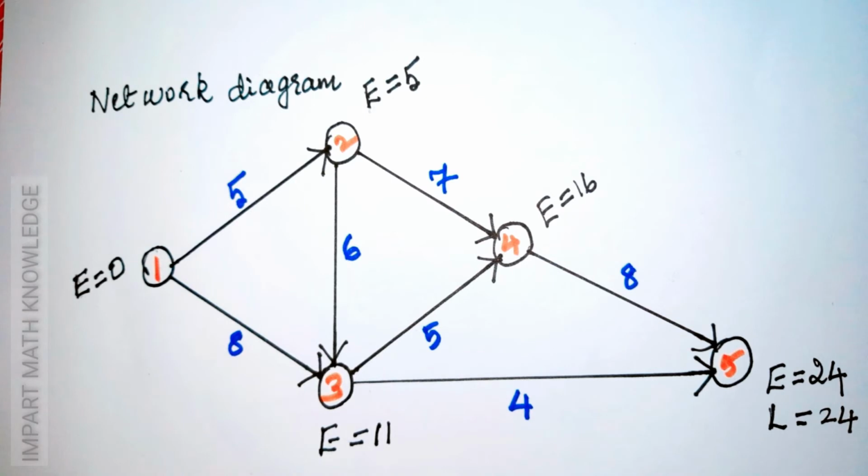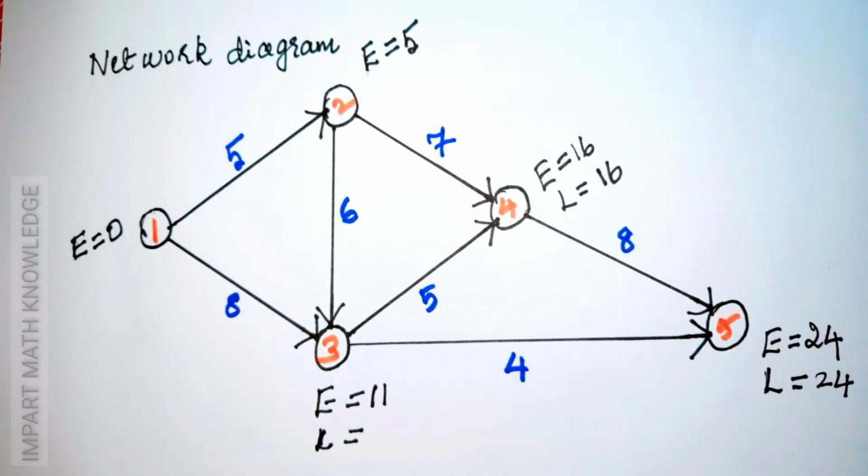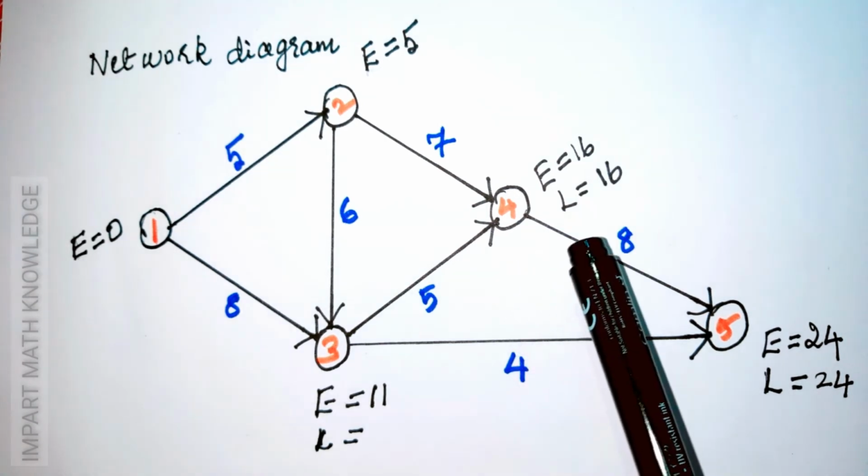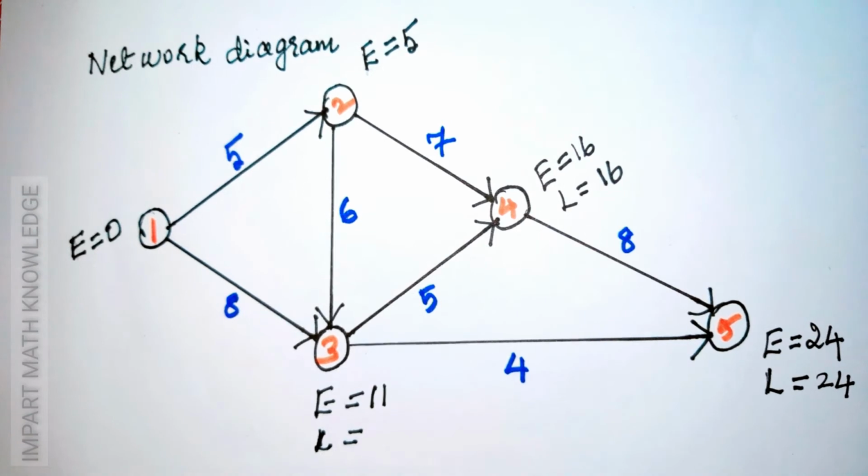Next, for node 4, in the backward process, node 4 is coming from a single node, node 5. So, 24 minus 8 is equal to 16. So, latest finish time for node 4 is 16. In the backward process, node 3 is coming from two nodes. One is from node 5, another one is node 4. From node 5, latest finish time is 24 minus 4 is equal to 20. From node 4, 16 minus 5 is equal to 11. From these two, 11 is the minimum value. So, latest finish time for node 3 is 11.